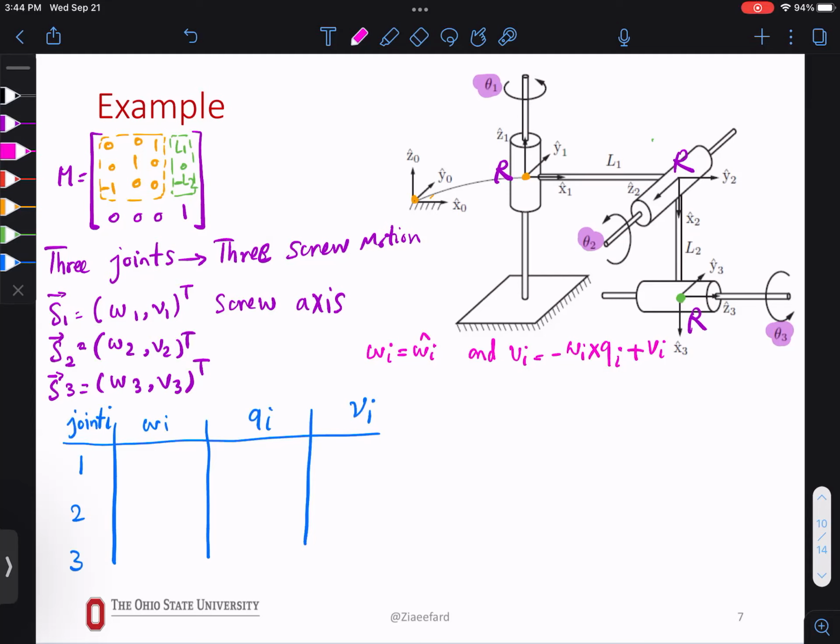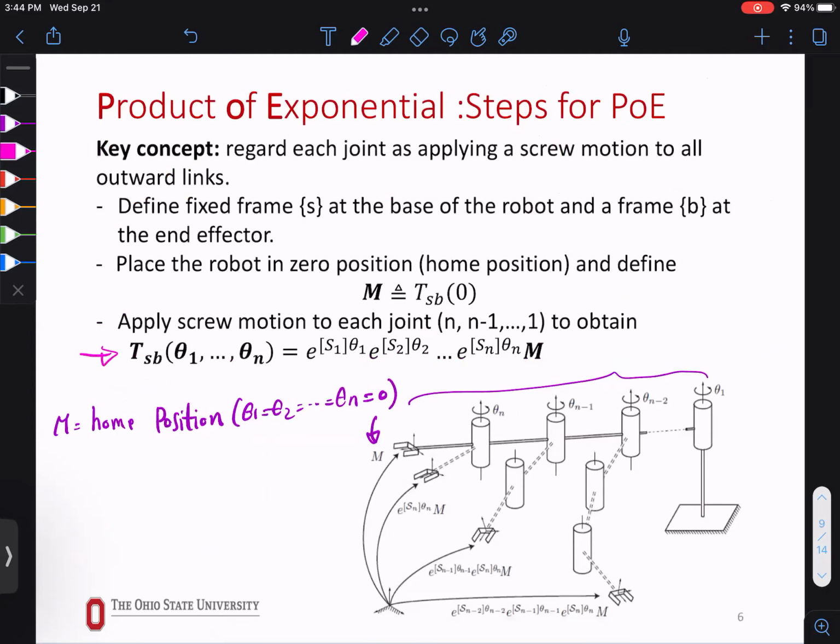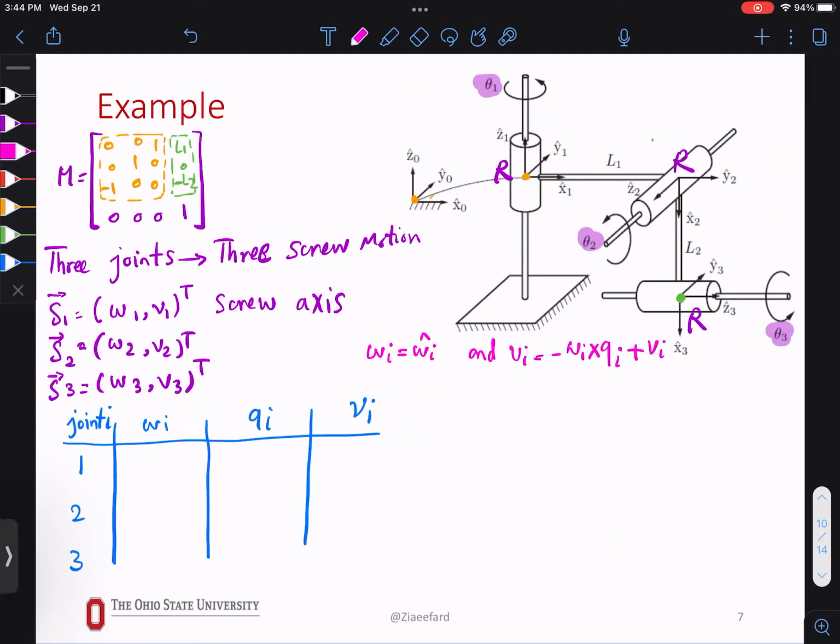Now it's easy. We are going to write our screw axes, and then we can write. So for this example, we're just going to write the screw axes and then find the end position. All right. So we are not doing this one yet. We are just finding these values plus this guy. Now, let's see what our omega 1 is.